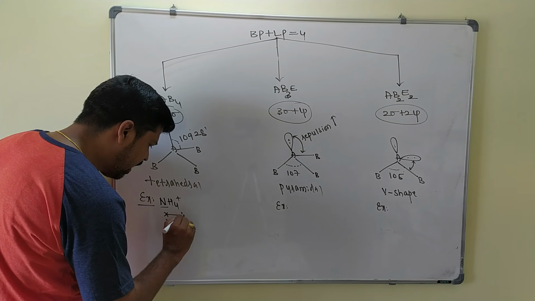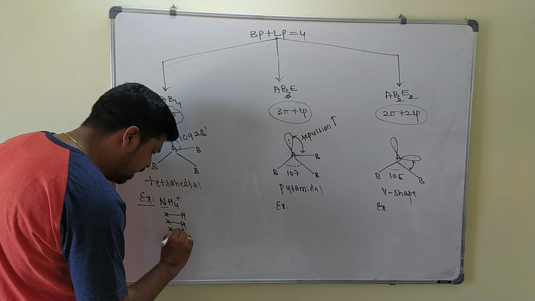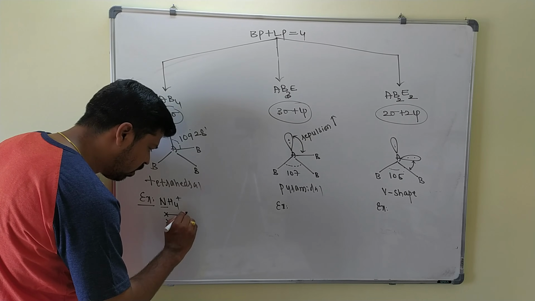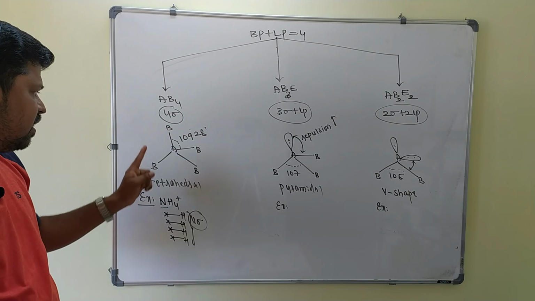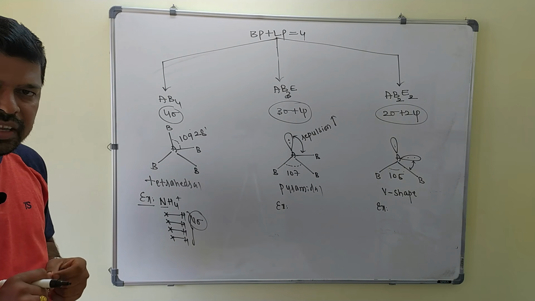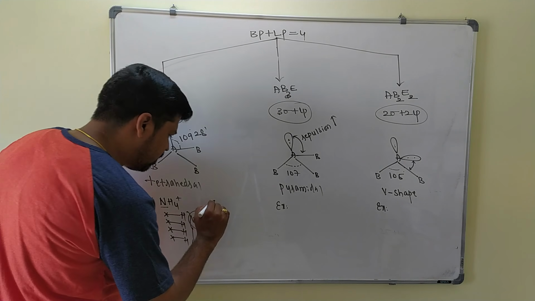So how many hydrogens are there? 4 hydrogen atoms. Each hydrogen atom forms 1 sigma bond. In total, how many sigma bonds are there in this molecule? 4 sigma bonds. Hence the shape of NH4 plus is what? Again it is tetrahedral.